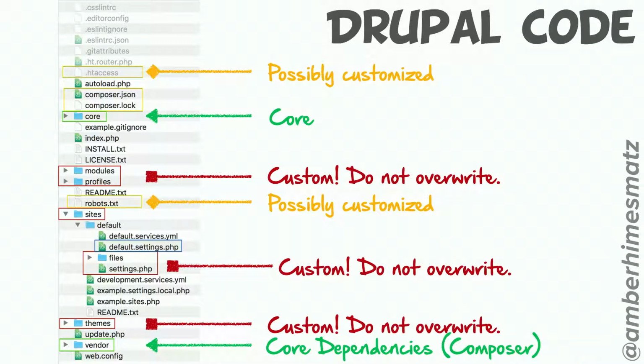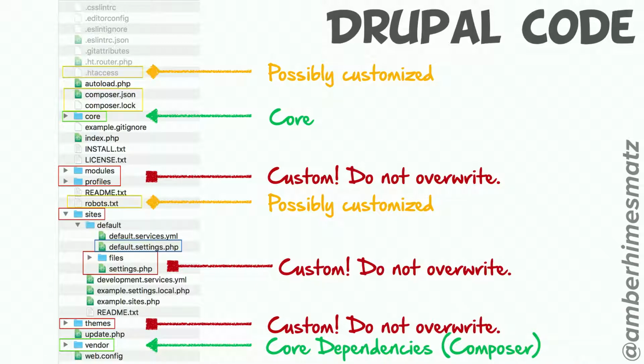But you want to pay particular attention to the ones in yellow, like your htaccess file and your robots.txt file. That's going to be a part of the core package that you download, but you may have customizations in there. So you want to make sure you definitely back those up and you've got an extra copy there so that you can reapply your customizations after you update. And then we've got the top level modules, profiles, sites, and themes.